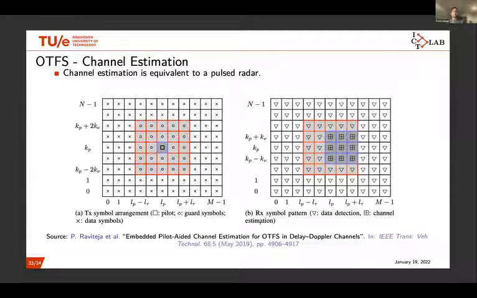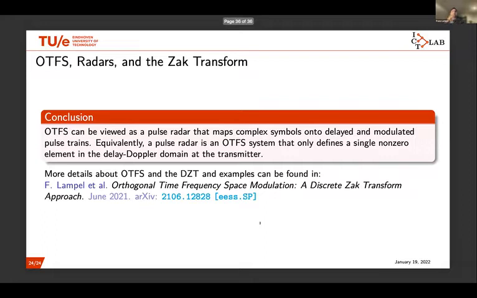And to conclude my talk, I hope to give you a different point of view, because I think this Zak transform idea is very intuitive. It gives you a good understanding. And from that perspective, OTFS is nothing else than a pulse radar, which uses the whole delay-Doppler domain to define a signal. Whereas a radar can also be considered as an OTFS system, which defines only one symbol in the delay-Doppler domain. And with that, I conclude my talk.